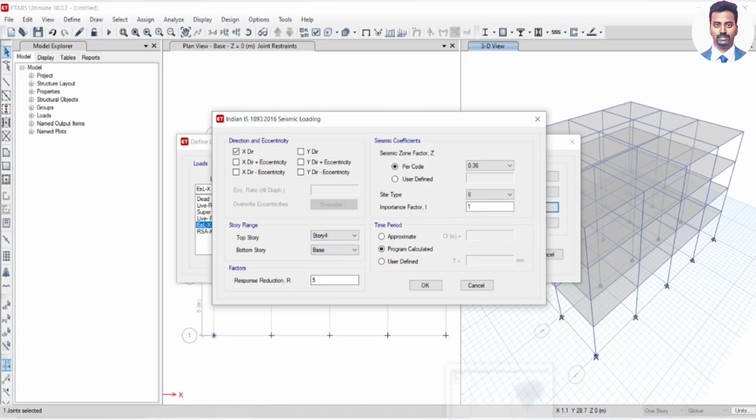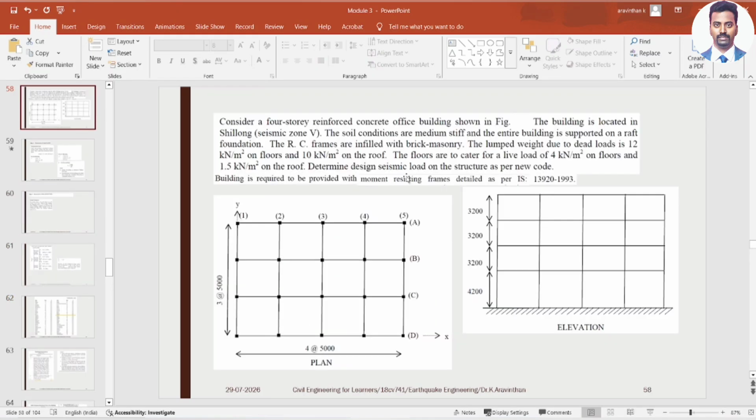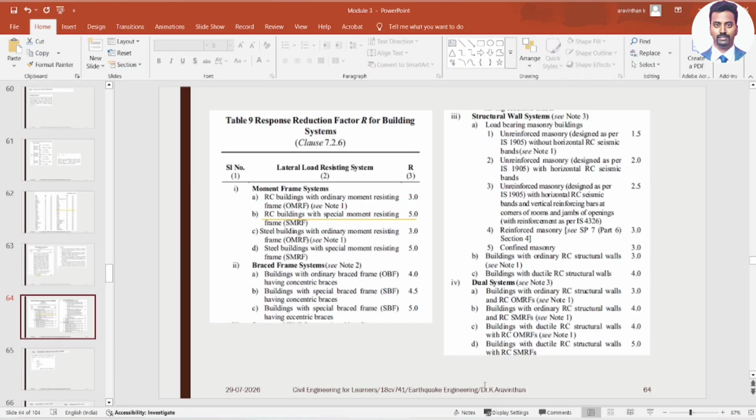Response reduction is 5. Response reduction factor, since this is an RC building with special moment resisting frame, is taken as 5. Building is required to be provided with moment resisting frame as per IS 13920. That means this is a special moment resisting frame. If the design and detailing is provided according to 13920, it should be considered as a special moment resisting frame. Ordinary frames can be used when you are not following 13920 and normal detailing is done.